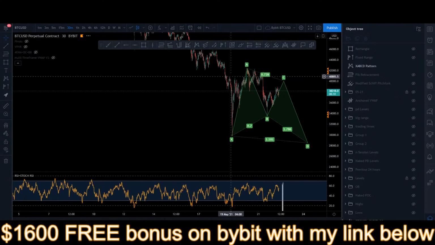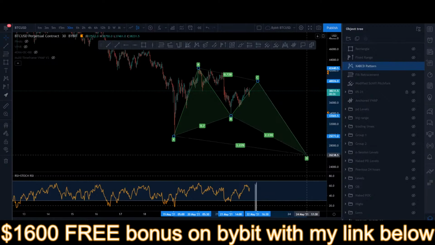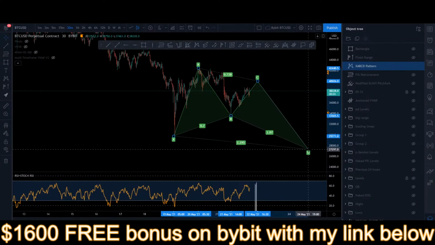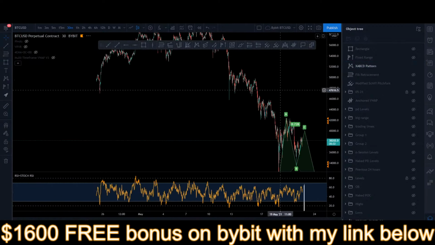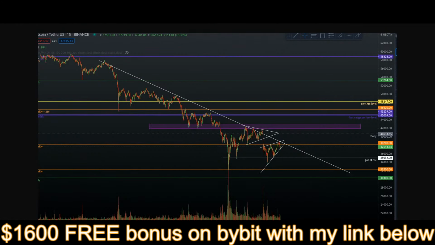I personally, I'm thinking that price could come down to this 28, 26K level. It's possible because, I mean, look at this. We're just being held down exactly like what Adam was saying right here in his chart. Look at this trend line.